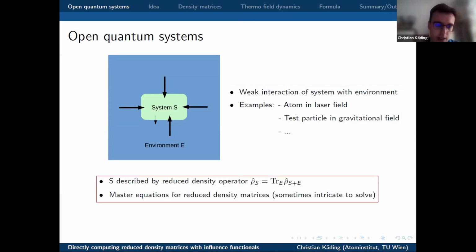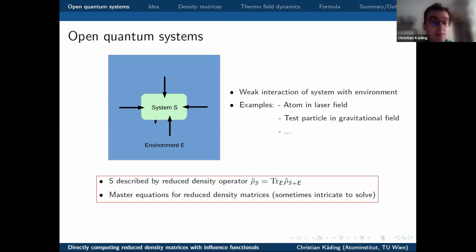All right, and a common way of describing such an open system is via a reduced density operator. You obtain the reduced density operator by tracing out the environmental degrees of freedom of the density operator that contains information of system and environment. And you can project your density operator in some basis to obtain reduced density matrices. And the time evolution of these reduced density matrices is described by quantum master equations.